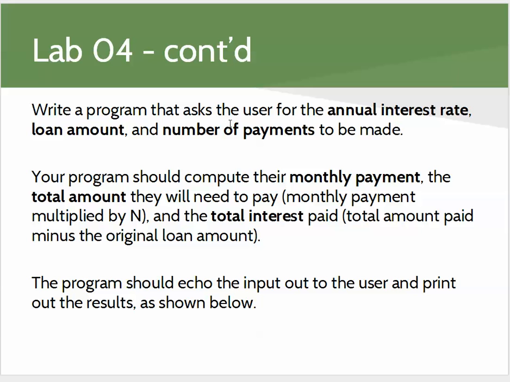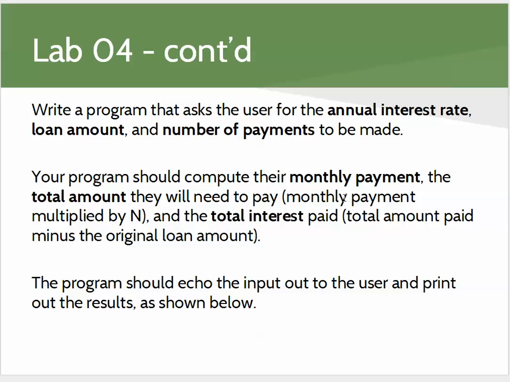So you're going to write this program that asks the user for an annual interest rate, a loan amount, and a number of payments that they will make. 60 for a 5-year loan, 72 for a 6-year loan, and on and on. Your program should compute that monthly payment and the total amount that they will pay over the lifetime of the loan. So you think about that.